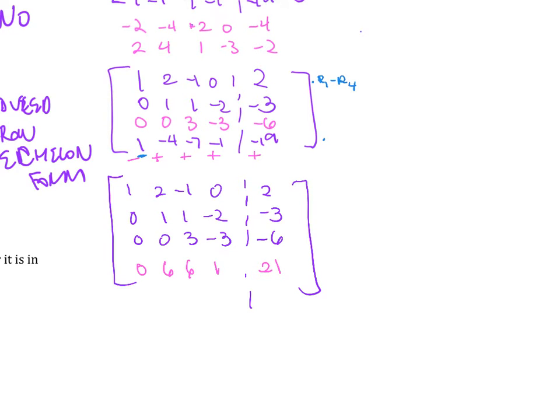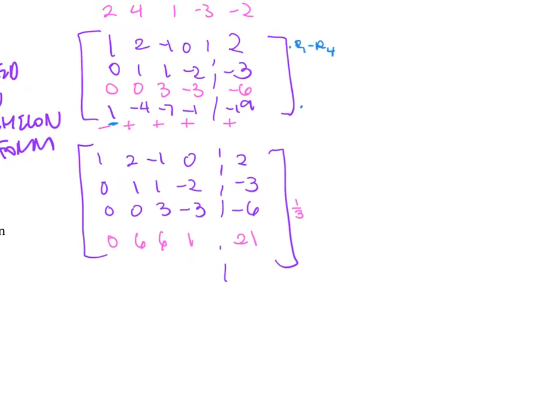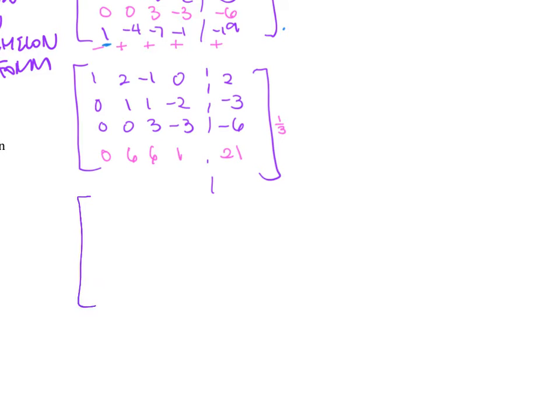Next, what I want to do is I'm going to go ahead and change this third row. I'm going to multiply that by a third, or dividing by 3, just to get that all ones as well. So let's do that.